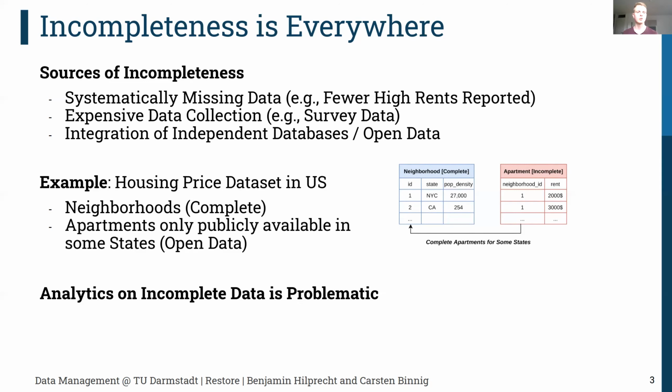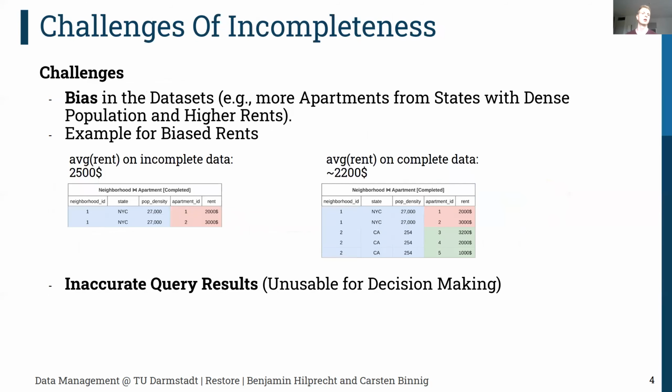And now if this data set should be used for analytics, this can be problematic because there are two challenges here. First, we might obtain bias. As I said, there could be more apartments from states with a dense population and thus higher rents. So let me give you an example here. Here we only have two tuples in the apartments data set. And if we compute the average rent, we obtain $2,500. However, if we also consider the three green tuples, which we don't have in the incomplete data set, we obtain an average rent of $2,200, which is of course lower. So here we deal with bias.